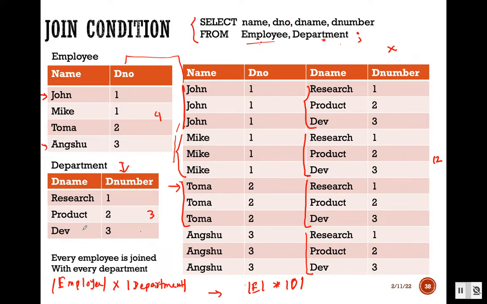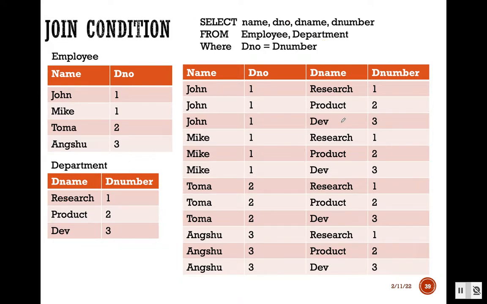From the employee and department tables, you can see that John works in DNO 1, and DNO 1 means the research department. Mike works in DNO 1, which also means the research department. That means John and Mike are working in the research department. But from that list, John has a record with the research and development department, which doesn't make any sense. It just combines these two tables, but we need a join condition, and this join condition can find only the related, relevant information.